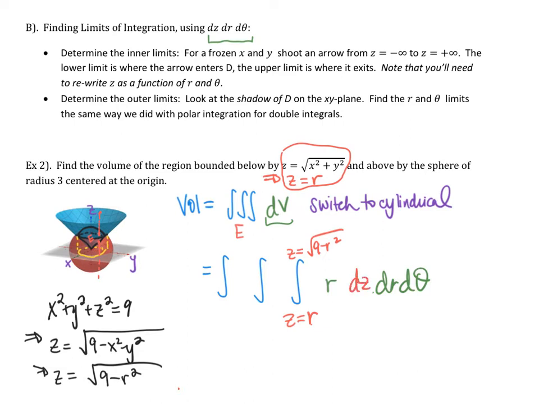Okay. And now to figure out dr d theta, we're going to be looking at the shadow of the region on the xy plane. So the shadow is this circle of radius r. We want to see exactly what the radius of that circle is, so I need to figure out what's causing the circle. You can see the circle's coming from the intersection of the cone with the sphere. So let's find where they intersect.